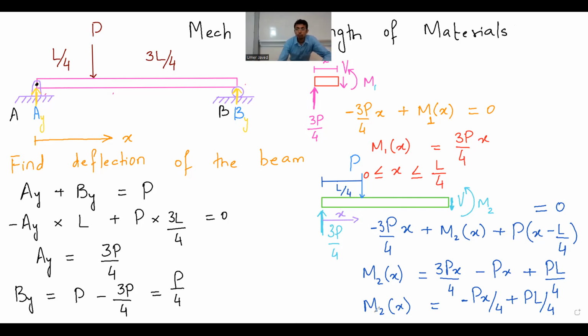So now I have the bending moment equation. Please remember, I forgot the equal to 0. So please make the correction. Of course, this is equal to 0. Then M2x is equal to 3Px by 4 minus Px plus PL by 4. And you get the M2x equation here. I also have an M1x equation, this one. So now that you have M1x and M2x, let's go to the next slide.